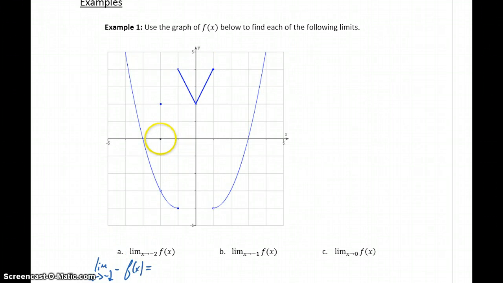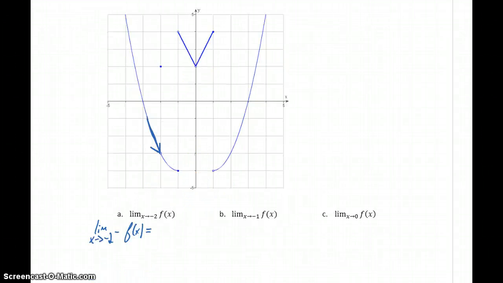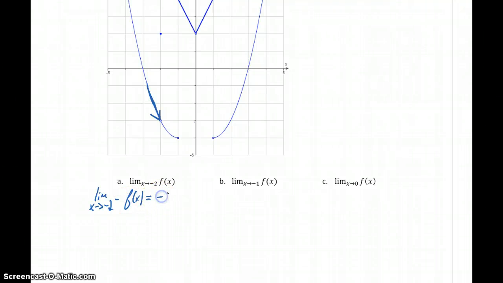So we can start with the limit as x approaches -2 from the left hand side. At x equals -2, as we approach from the left hand side, we're approaching this function value of -1, -2, -3. So as we approach from the left-hand side, our function is approaching a value of -3. As we approach -2 from the right-hand side, we're approaching that same function value of -3.